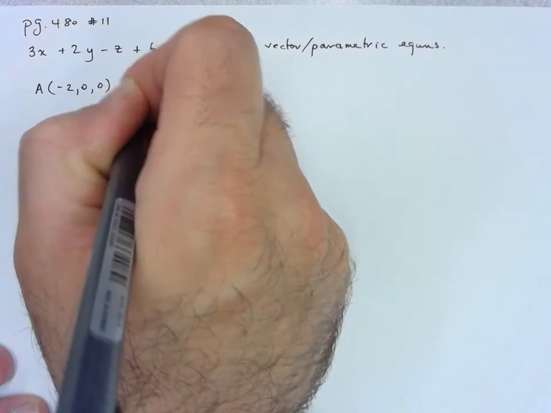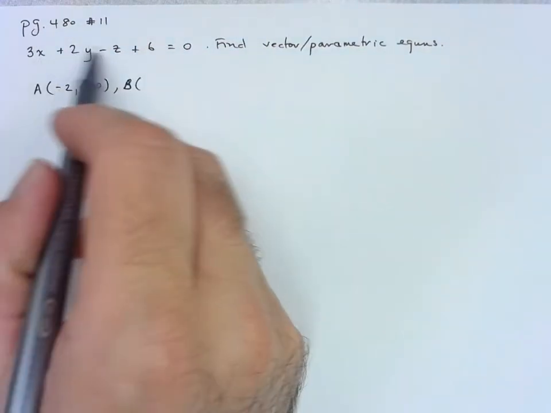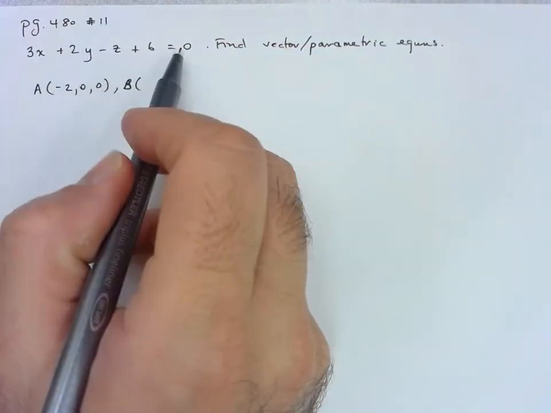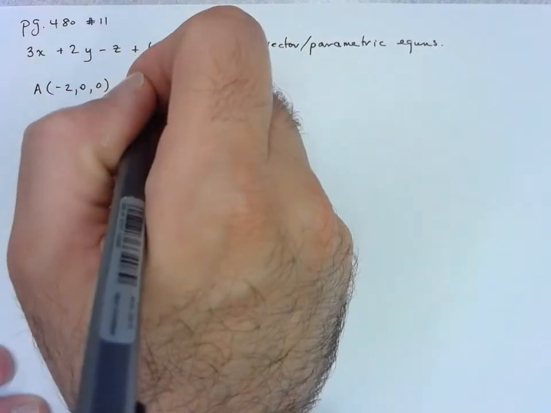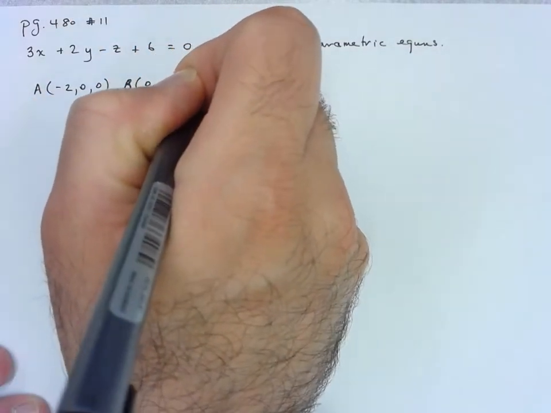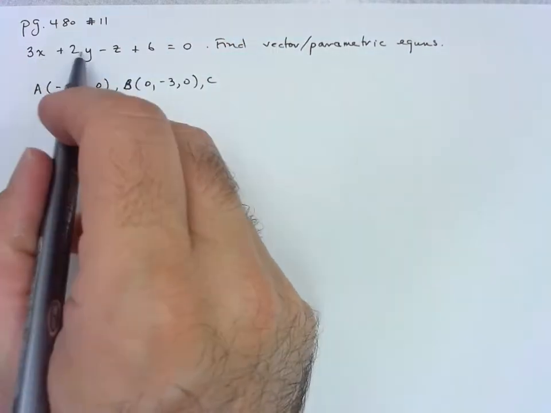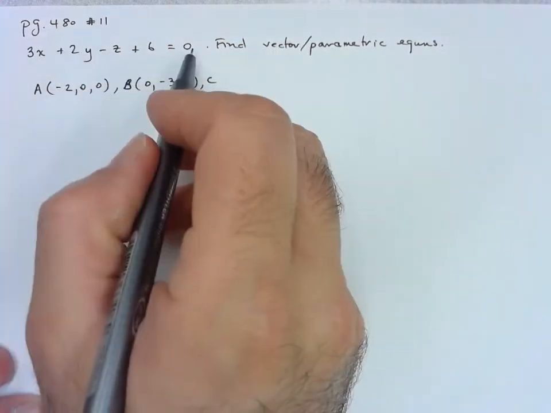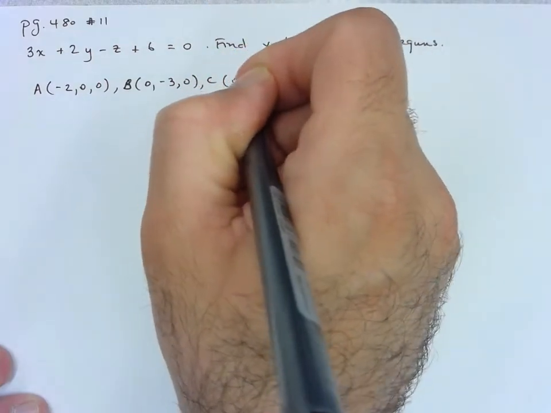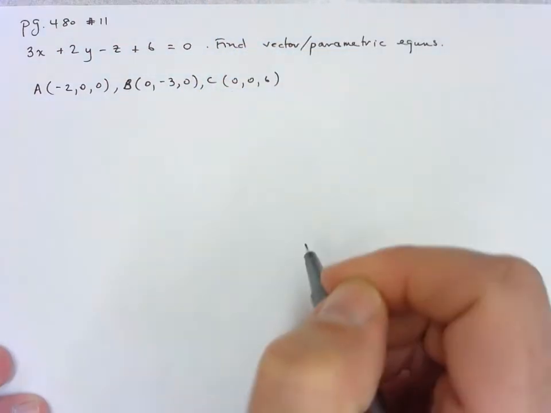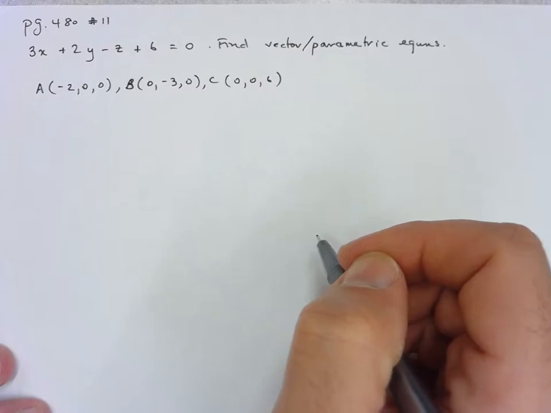Then we'll find b, we'll find the y-intercept, make these two 0. Again, -6 goes to the other side, divided by 2. So we have 0, -3, 0 is the y-intercept. And then for c, I'll take the z-intercept. So make these two equal to 0. So bring it to the other side, z is equal to 6. So 0, 0, 6 is the z-intercept.